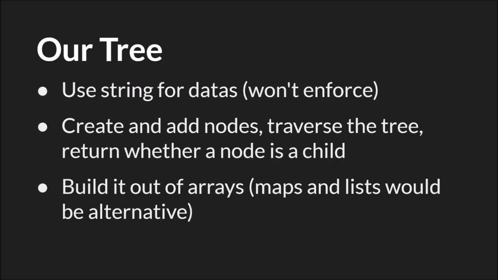Our tree data structure is going to use strings for the data, but we're not going to enforce it. We're not going to have any checks. We're going to create and add nodes, traverse the tree, and return whether a given node is a child. And that's all the functionality that we're going to build in. We're also going to build it out of arrays, but you could also build it out of maps and lists and probably other things as well.